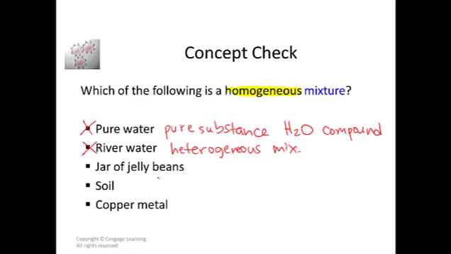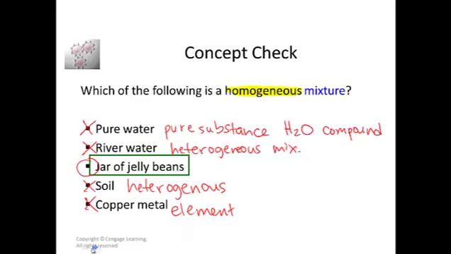Jar of jelly beans. Well, if you just have, let's say, red jelly beans, it would be all the same kind of material. Jelly beans are a mixture of different types of flavors, sweeteners, I don't know, protein maybe. So that would be a homogeneous mixture. Soil would be heterogeneous. There's definitely different components within the soil, plant and animal matter. And copper metal is a pure element. It's not a mixture at all. So I guess the best answer is the jar of jelly beans.